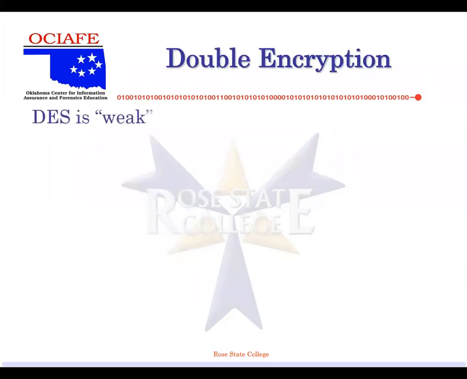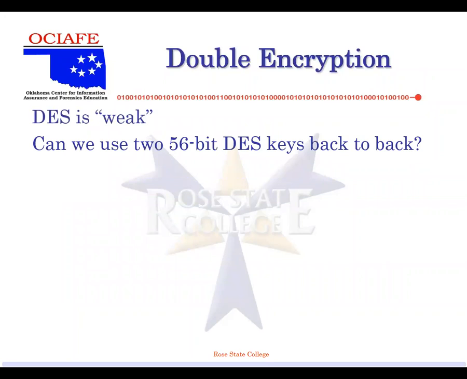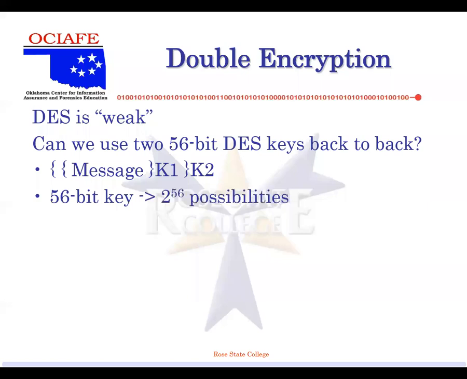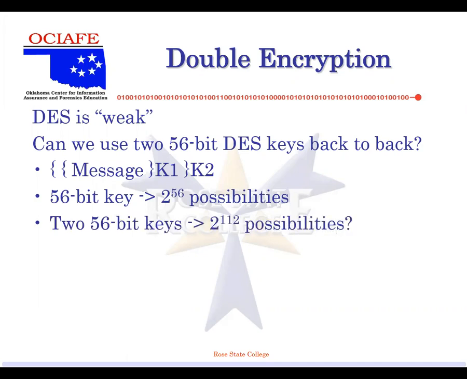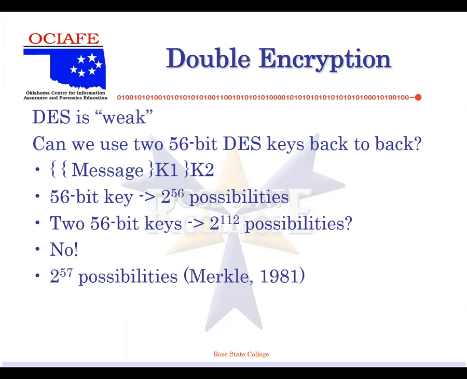Okay. So, this is weak. If we use 2 56-bit keys back to back, so if we have a message and encrypt it, and encrypt that again, is that 2 to the 56 possibilities? Does that become 2 to the 112th possibilities? So if we just encrypt it twice? No, it's actually 2 to the 57th.